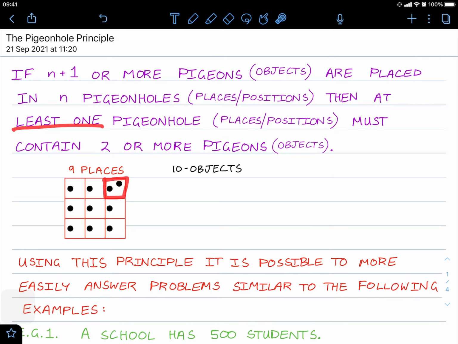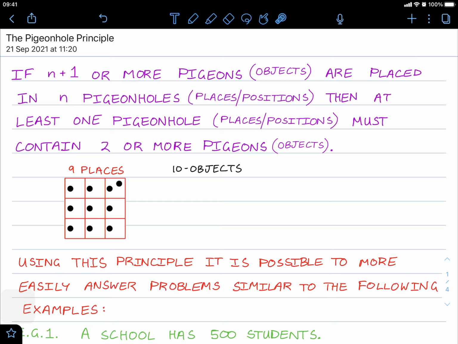So if we had, let's say, one more pigeon added, let's say there were 11 objects, it has to go into one of these pigeonholes, let's say this one, and it still fulfills this idea of at least one pigeonhole, because in this case there are 2 pigeons in one pigeonhole. Okay, so I hope that gets the idea of the pigeonhole principle across.